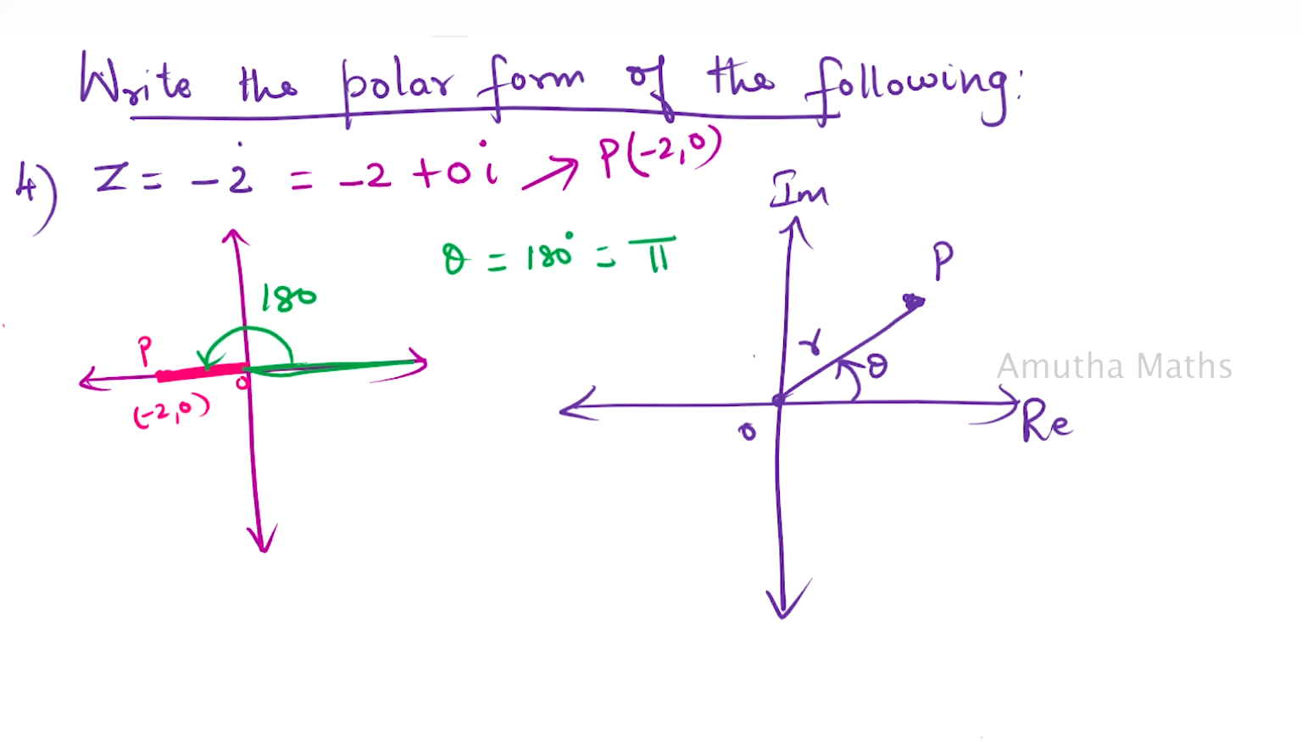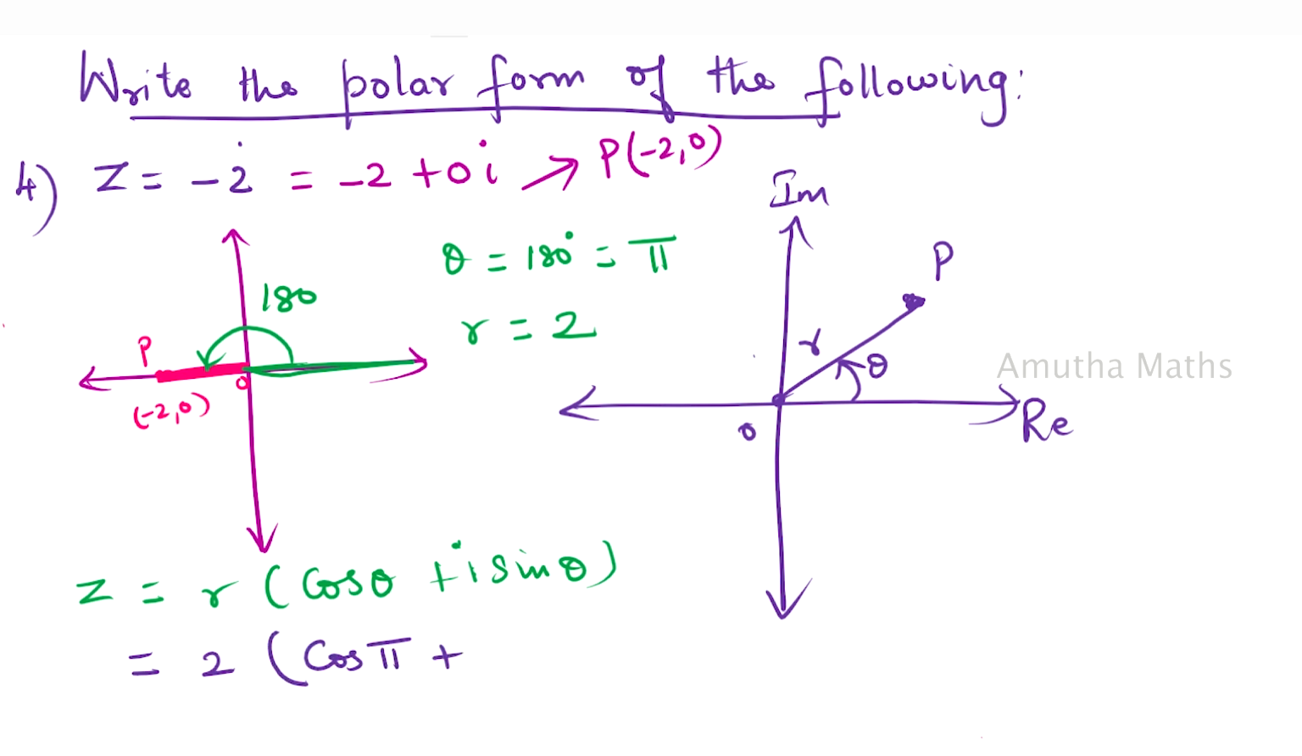Okay. And what is r? Distance is always positive. So r is equal to 2. Okay. Now z is equal to r into cos theta plus i sin theta. So that is equal to, what is r here? 2. 2 into cos pi plus i sin pi. Okay. So don't write r as minus 2. Minus 2 should not be written, because distance is always positive. So we write r is equal to plus 2. Okay. So this is the polar form of writing the complex number z is equal to minus 2.